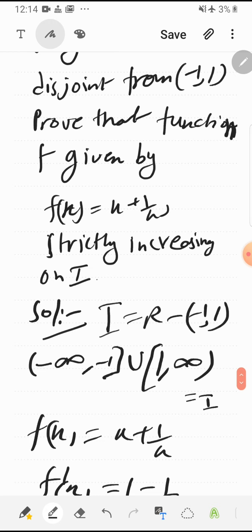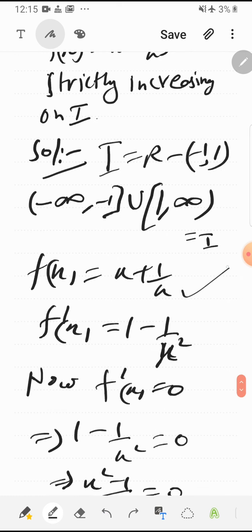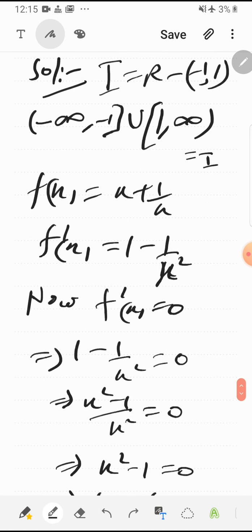Another way to write down I is minus infinity to minus 1 union 1 to infinity. So we can choose any way. Anyhow, so first of all, let us go to our routine steps. That means what is f of x? It is x plus 1 by x. Find derivative of f of x. It is 1 minus 1 by x square. Now put f dash x equal to 0.